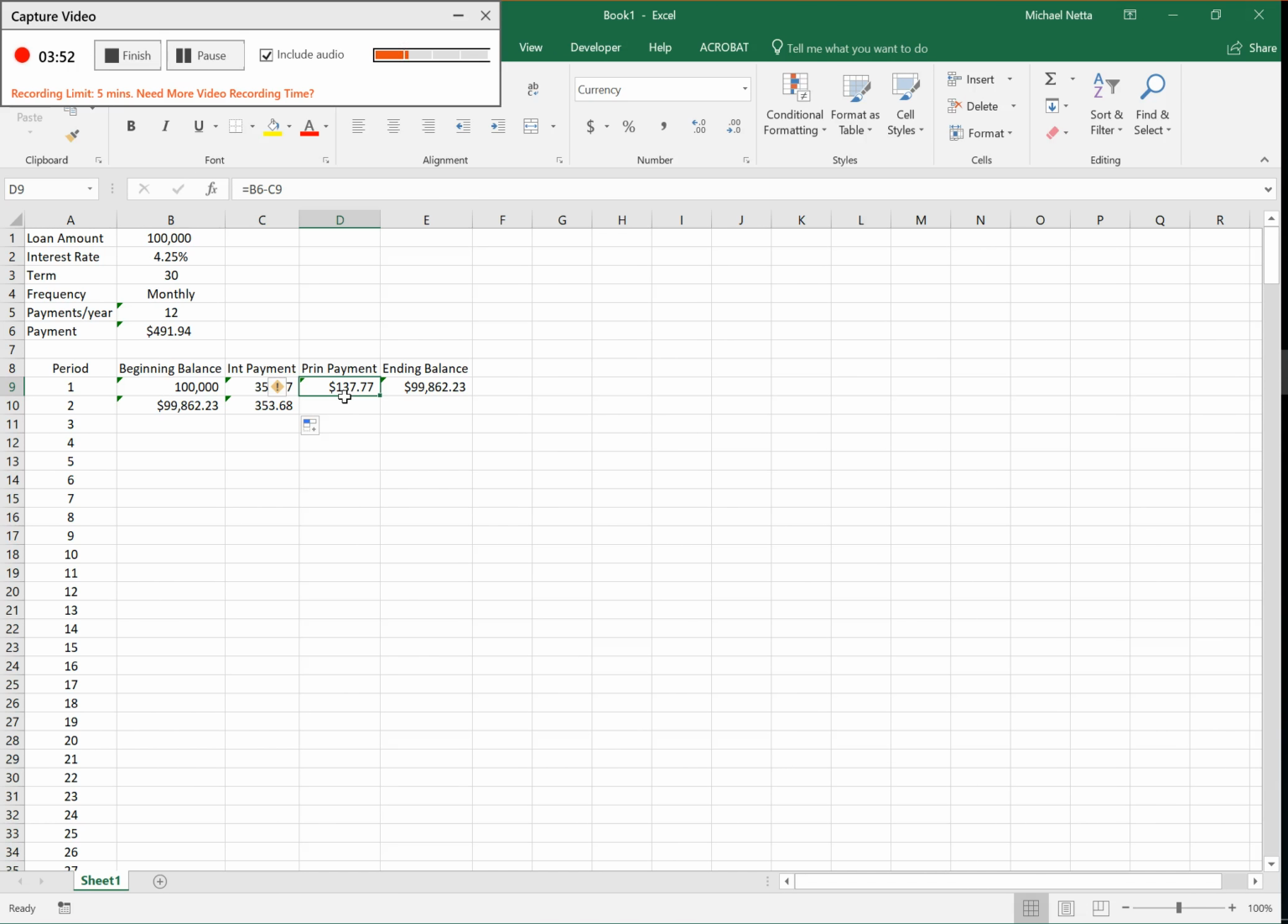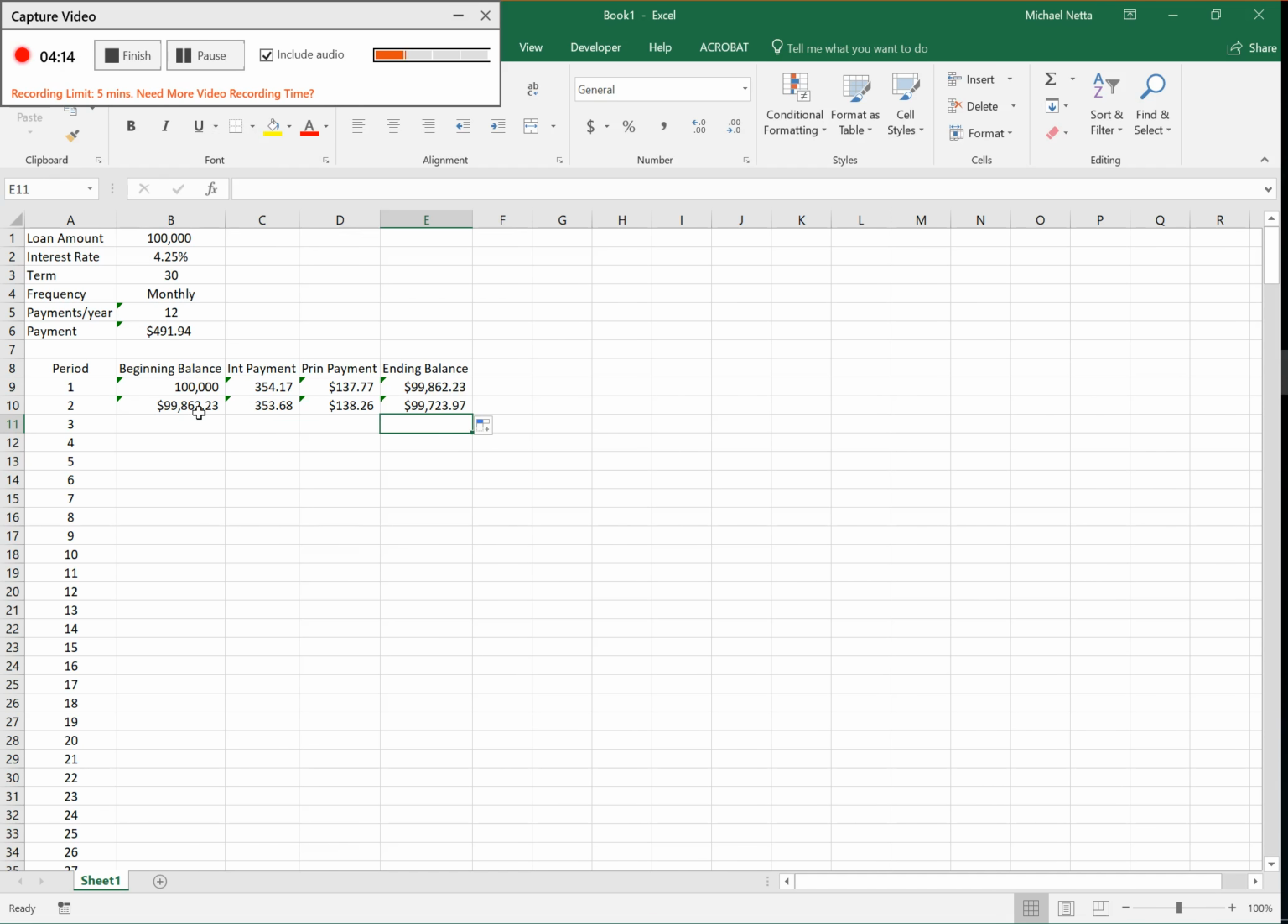Now we do the same thing for the principal payment, but we're going to anchor the total payment cell. We're going to hit enter, drag that down, and then we're going to drag down our ending balance calculation. And now we have the payment, the beginning balance, the payments, and the ending balance for period 2.